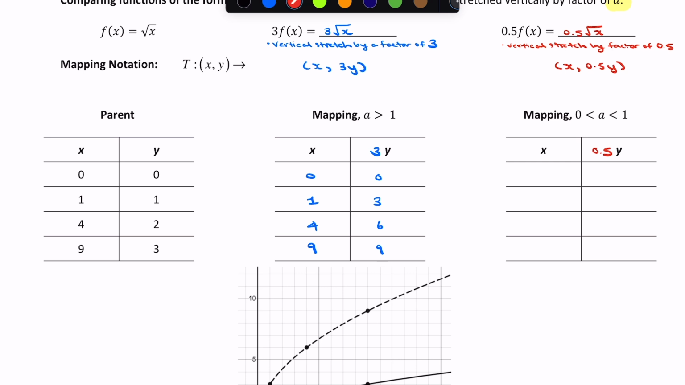So that again is an example if a is greater than 1. And so in this example, our a value is 3. Then if our a value is between 0 and 1, so here in this example, it's 0.5, then we see that our x values will stay the same, but our y values will be multiplied by 0.5 or divided by 2. So here we'll have 0, 0.5, 1, and 1.5.